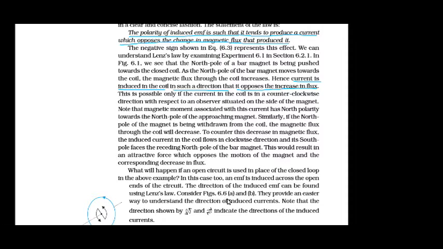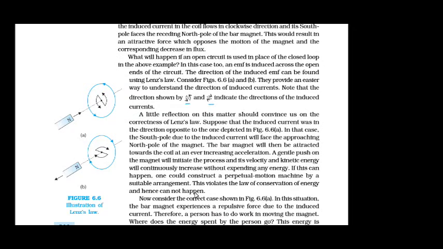Consider figure 6.6 A and B. They provide an easier way to understand the direction of induced current. Note that the arrows shown in the figure indicate the direction of the induced current. So let us see here, 6.6 A and B. When the North Pole is moving towards the coil, then the direction of the induced current is in this way, as shown in the figure.